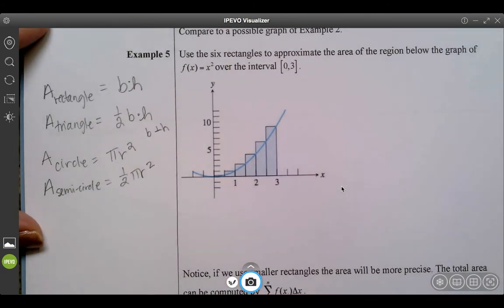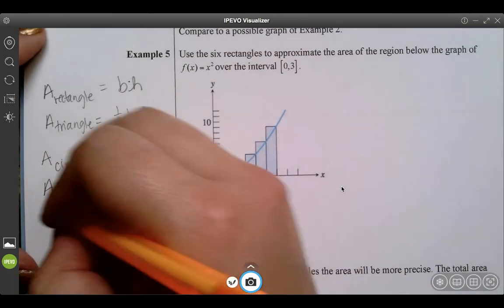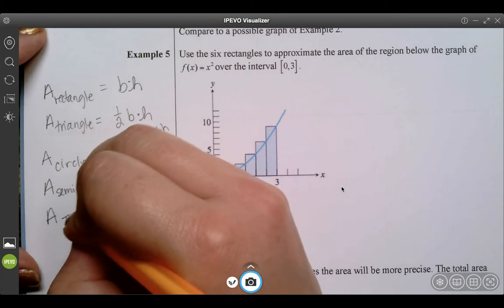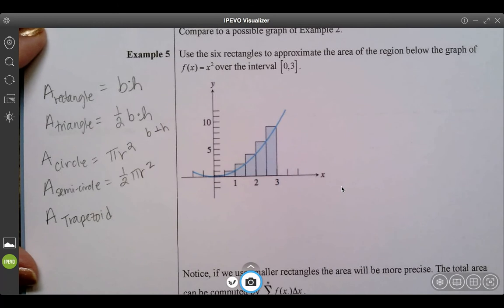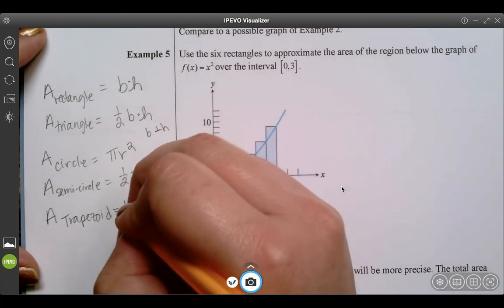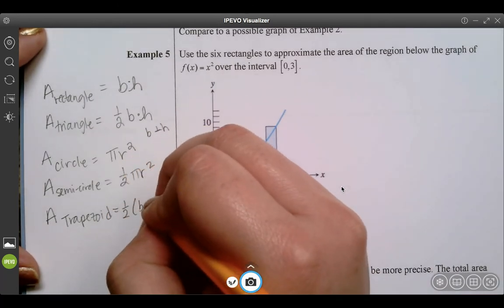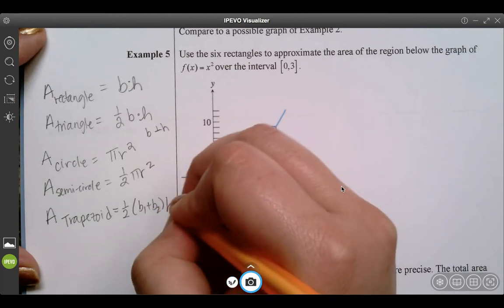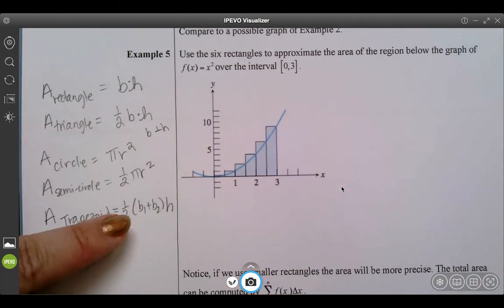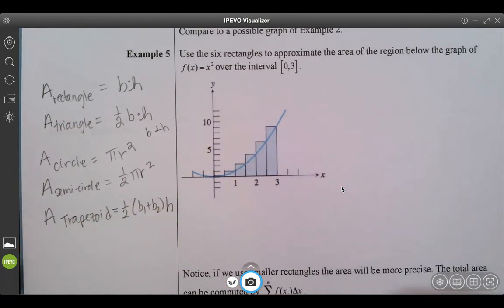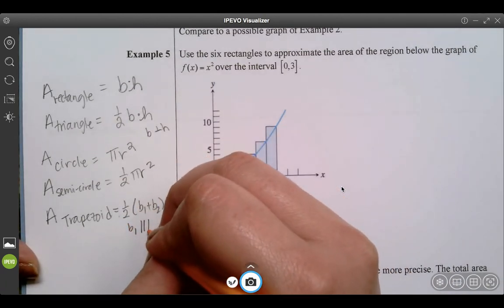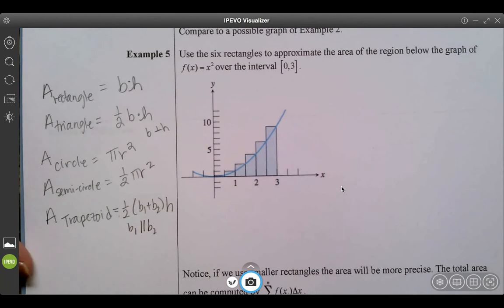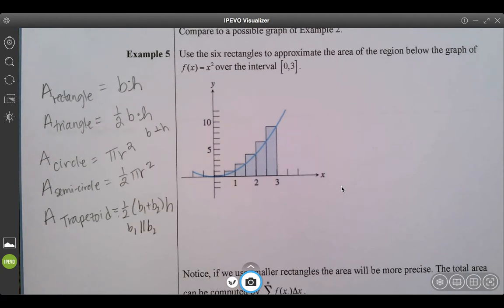And then one that we might not be as familiar with is the area of a trapezoid, and we'll see why this is so important. The area of a trapezoid is 1/2 base 1 plus base 2 times height. So it's kind of like a triangle, but with 2 bases. Base 1 has to be parallel to base 2. Okay, so those are the areas that we can recall from geometry.